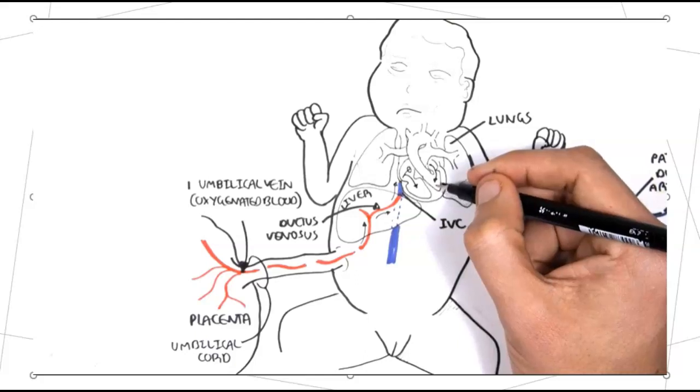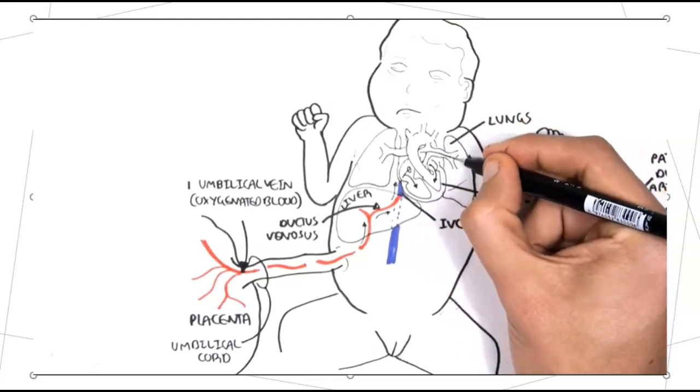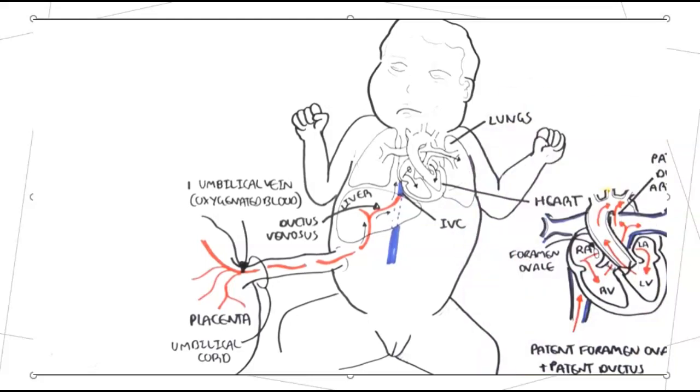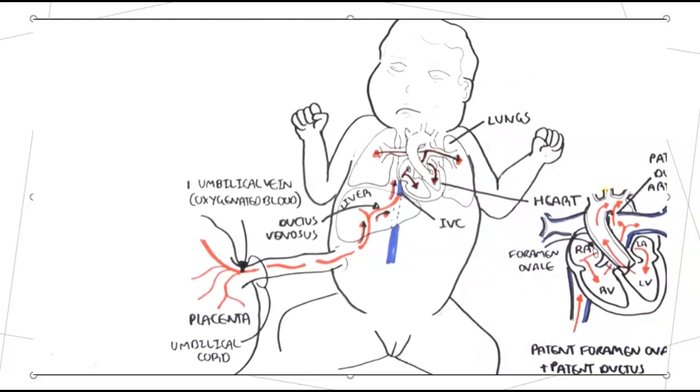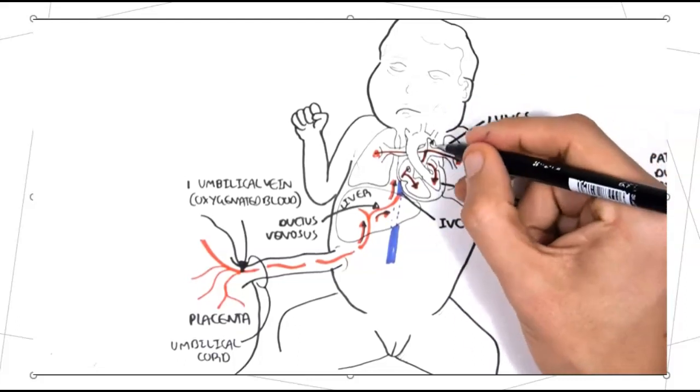The blood that is pumped from the right ventricle can also go through the pulmonary artery and enter the lungs, or mainly it can bypass the lungs and just go straight into the aorta via the patent ductus arteriosus.